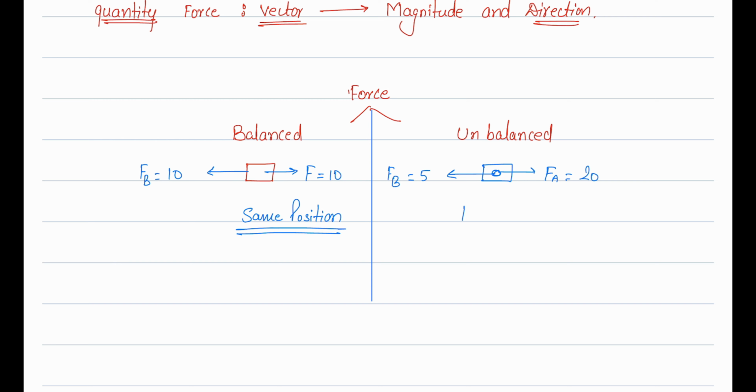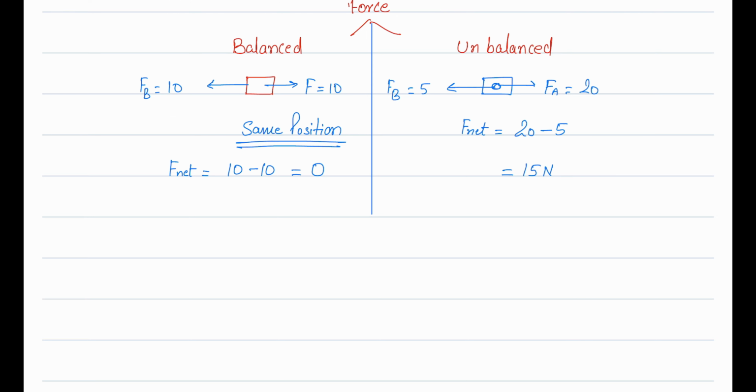And what is the net force here? F net is 20 minus 5, which equals 15 Newton. Yes or no? In the balanced case, if you find the F net, then what should be the value? 10 minus 10 equals 0. Fine. Now the question will come.